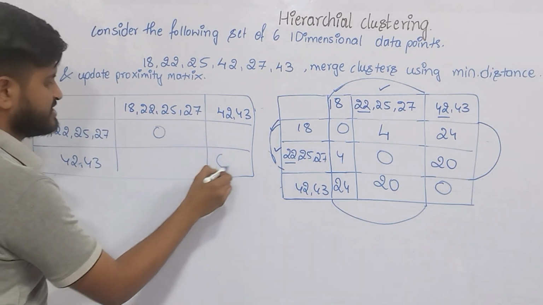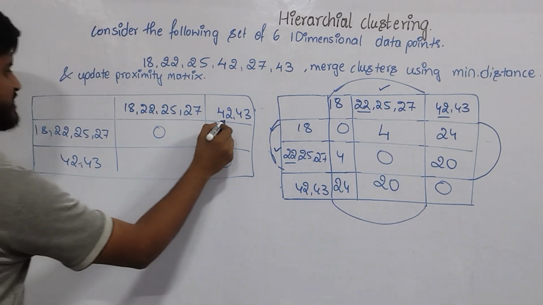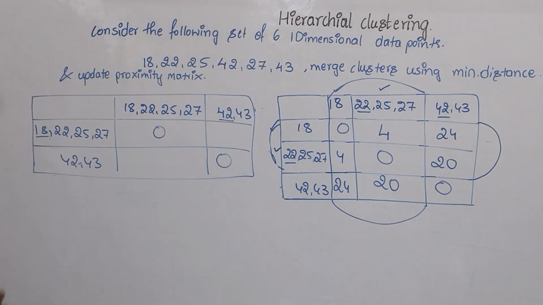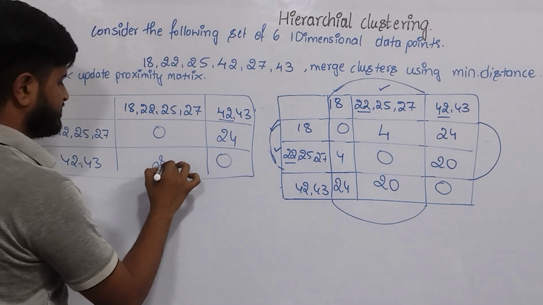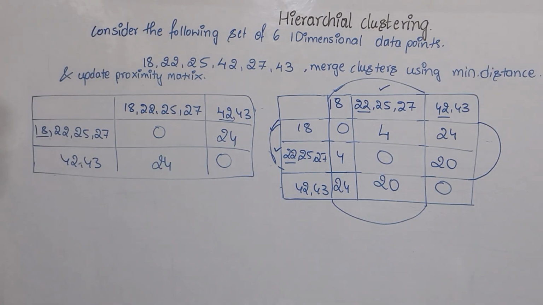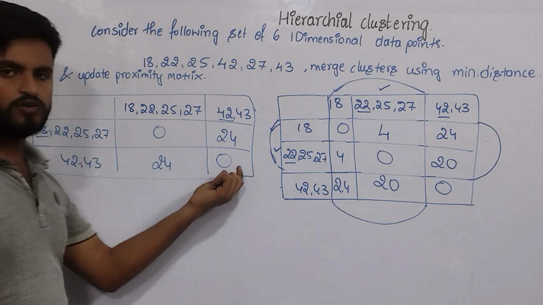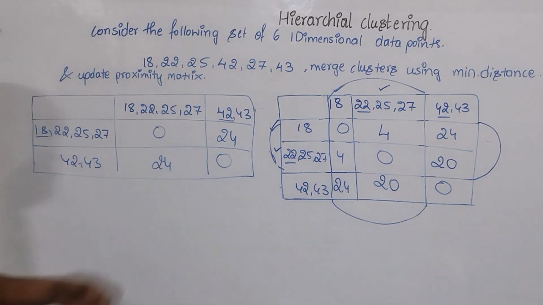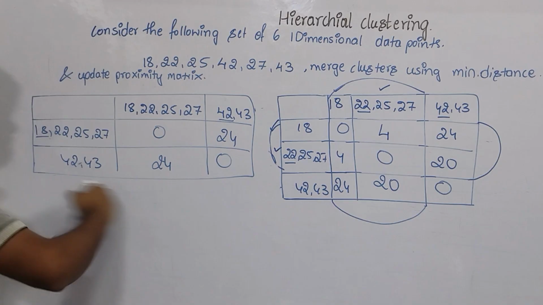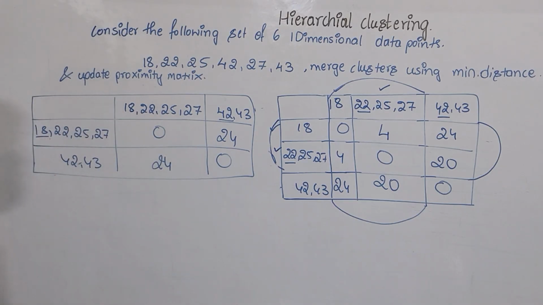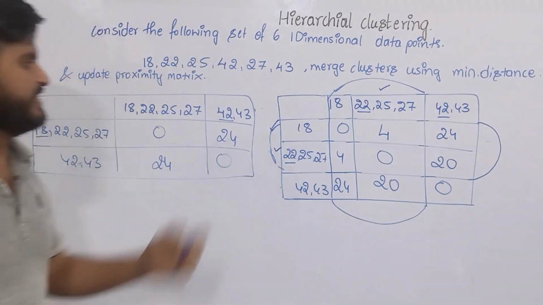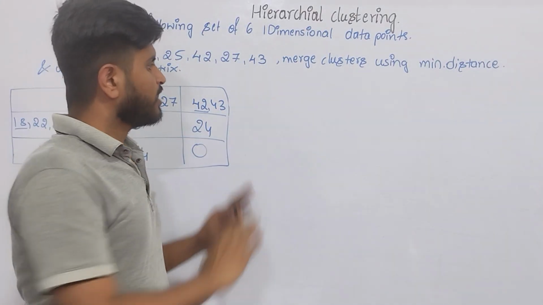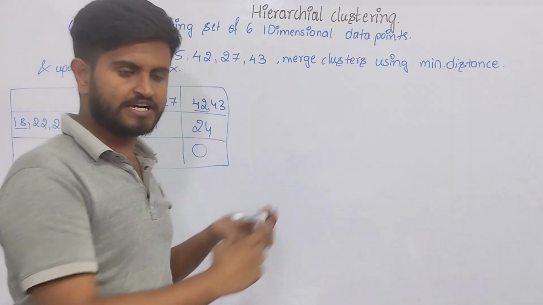Now diagonals will be 0. Here the least number is 42, here the least number is 18. 42 minus 18 will be 24. Just write it here. So if you see, other than 0, we are having only 1, that is 24. We will be combining all of this itself. So we must write the clustering chart or the merging chart. Let's write it.